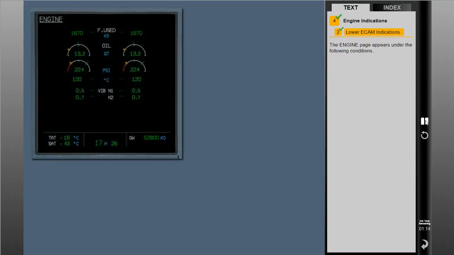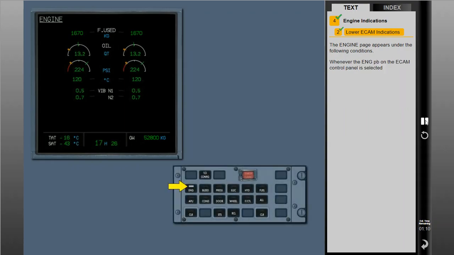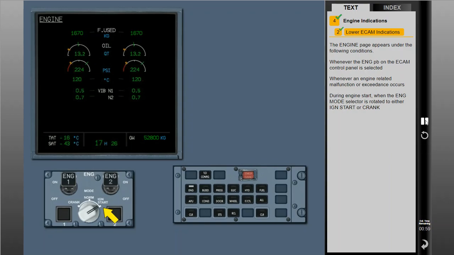The engine page appears under the following conditions: whenever the engine push button on the ECAM control panel is selected, whenever an engine-related malfunction or exceedance occurs, or during engine start when the engine mode selector is rotated to either ignition start or crank.